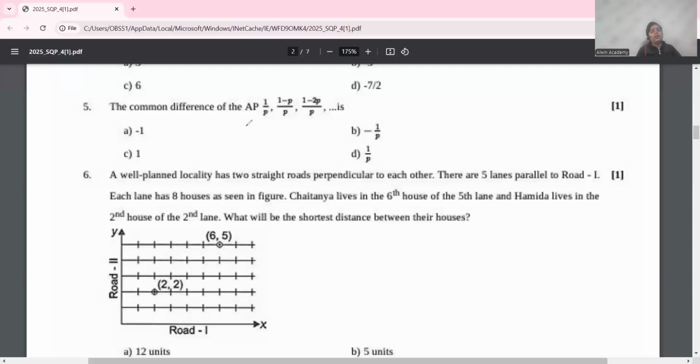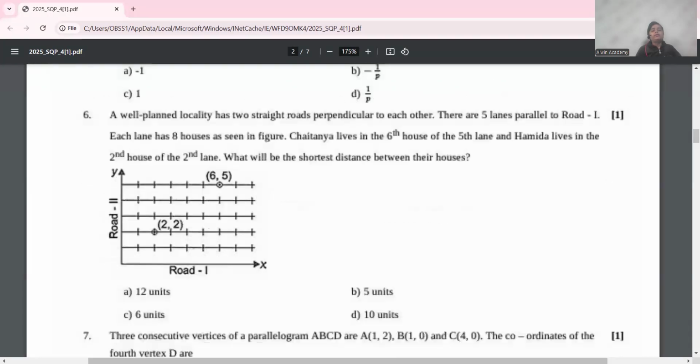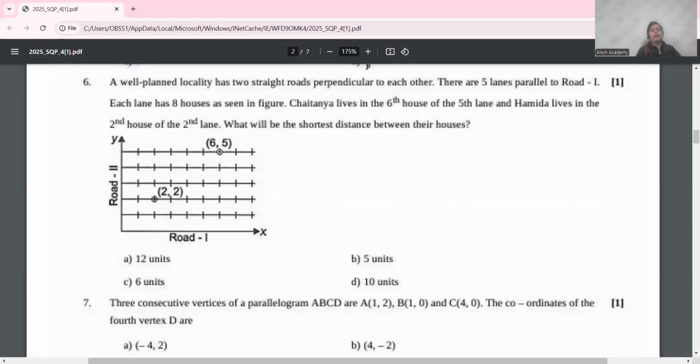Now, since this is already an AP, we can find the common difference by subtracting any two consecutive terms. We have (1 minus p) by p minus 1 by p. 1 gets cancelled out, minus p by p, which is nothing but minus 1. Option number A. Going to the next question, we have a particular layout of a locality wherein two houses are given 2 comma 2 and 6 comma 5. We have to find the shortest distance between these two houses. So we have to find this particular distance. Applying distance formula here, we'll get the answer as 5 units.